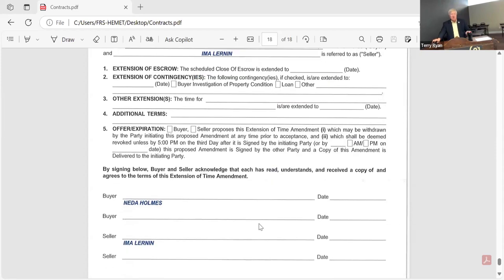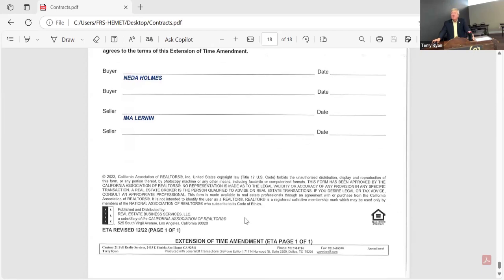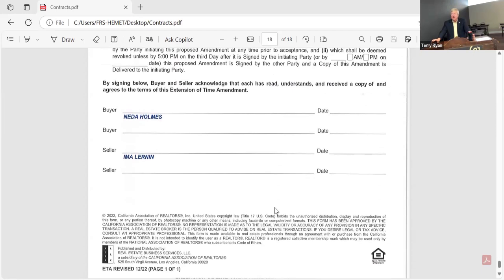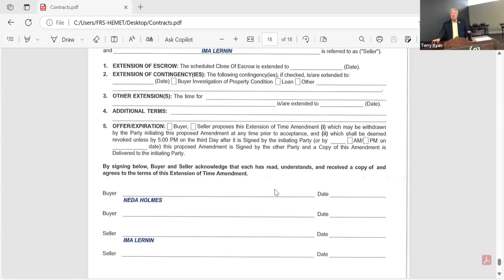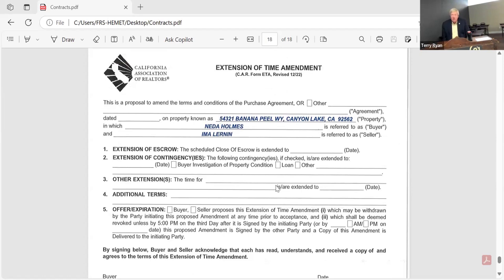If everybody signs off on it, everybody agrees to it, then it becomes part of the contract. And as part of the contract, it goes to escrow to let them know that now the times have been changed on this or on that, unless it's an investigation time. If it's just a time period change to a contingency on how much time you need to investigate, then escrow doesn't need to know. If it's an extension of time on escrow, then obviously they need to know because they're pushing towards whatever date was established on that initial contract.